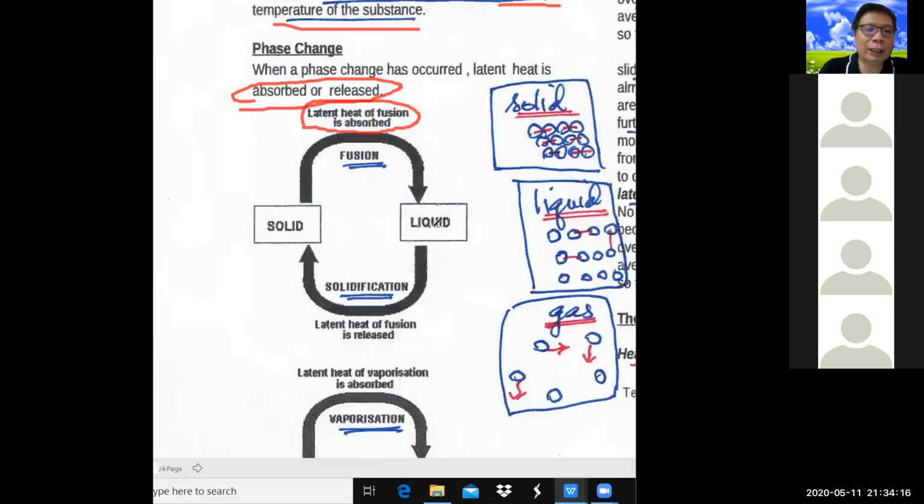Another process is when liquid goes back to solid. This is solidification, or freezing, right? From liquid change back to solid is solidification. Here, latent heat of fusion is released. See, different: here absorb latent heat of fusion, then here release the latent heat of fusion. When the water wants to freeze to become solid, it releases the heat. Latent heat of fusion is released.